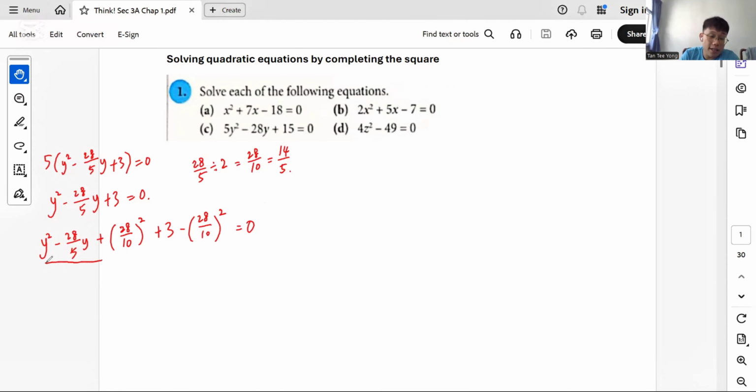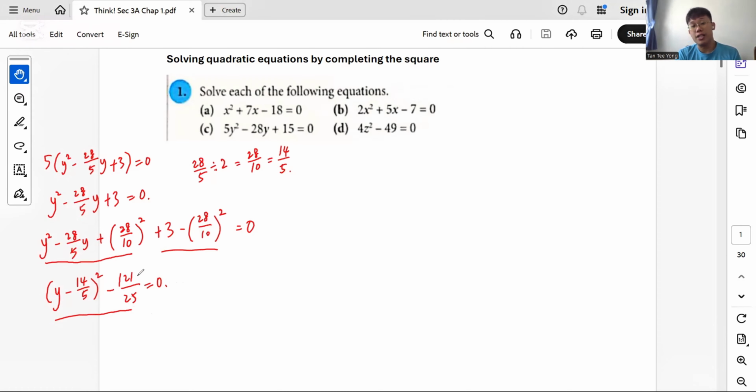Then after that, you can complete the square for here. So it will be y minus 28, okay, let me simplify it, so 14 over 5 square. Then the rest of this part, I will key in my calculator. When I key my calculator, I will get minus 121 over 25 equals to 0. Now this is the completed square form already. So I just need to shift this to the right. So y minus 14 over 5 square equals to 121 over 25.